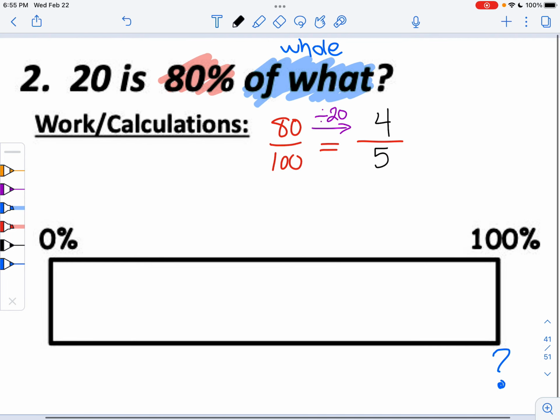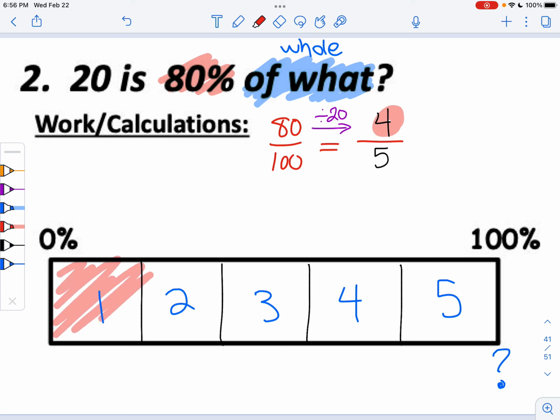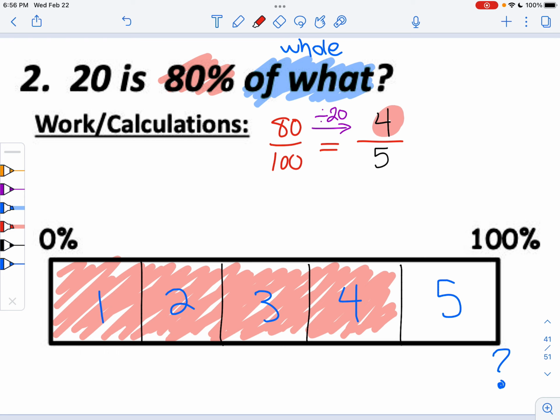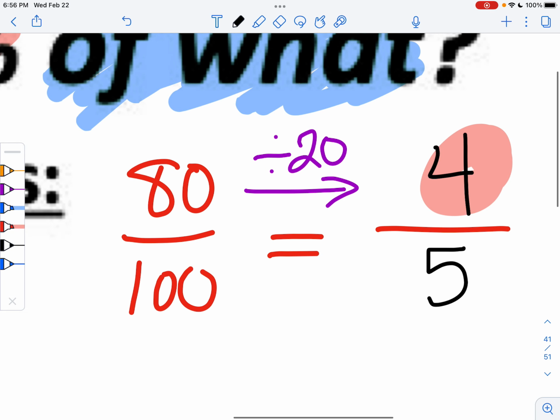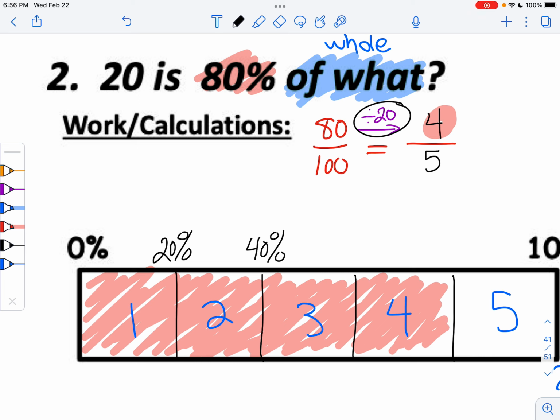So this entire bar needs to get split into 5. Make my 4 lines and number them 1, 2, 3, 4, 5. Great. And because the numerator was 4, we're going to color in 1, 2, 3, and 4. We know that this is 80% because we simplified 80%. Then on the top, because we divided by 20, we're going to count by 20 and add percent signs. 20%, 40%, 60%, 80%.